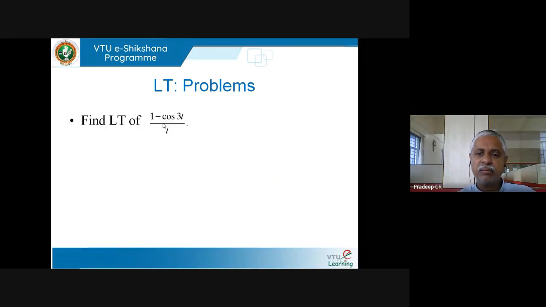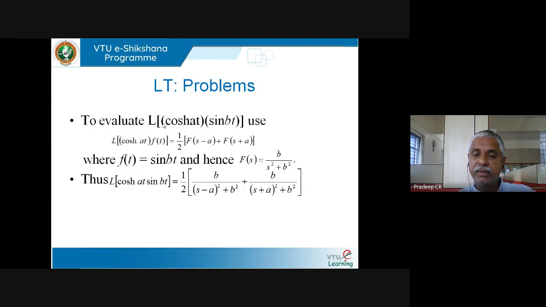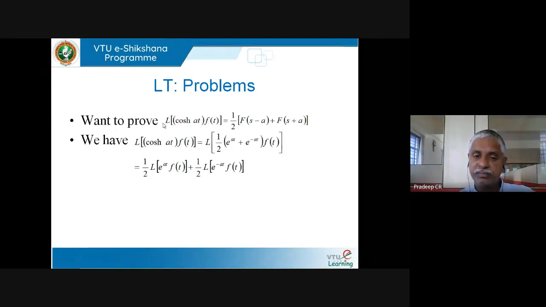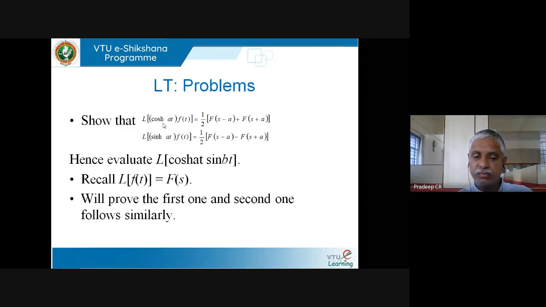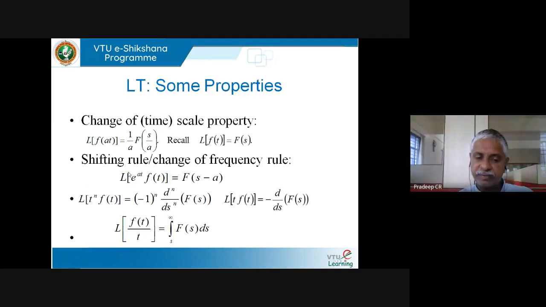Find Laplace of (1 minus cos 3t) by t. How to do this? I'll observe that the given function, whose Laplace I want to find, is of the form f(t) by t. So how do I find Laplace of f(t) by t? Oh, I know a formula. What is that formula? It's the integral of capital F of x. This is the formula. So whenever I have Laplace of f(t) by t to be found, I just need to find Laplace of f and be able to integrate.